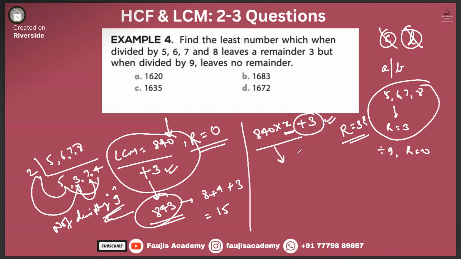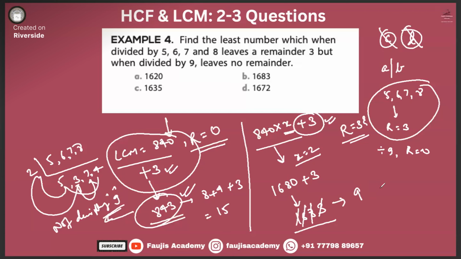So we put the value of x equal to 2. Why are we not putting x equal to 1? Because we have already worked it out. So that is 1680 plus 3, that means 1683. Is it divisible by 9?